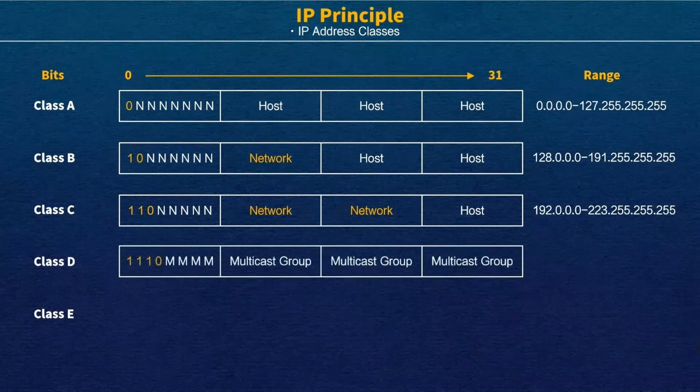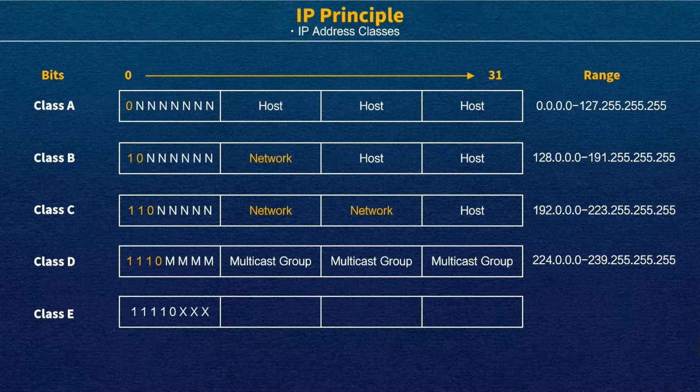And the next part is class D. This range usually will be used in the multicast scenario. So maybe you only need to know the range 224.0.0.0 to 239.255.255.255. This range belongs to multicast. It's enough for you, because maybe in the next course we will talk about multicast.